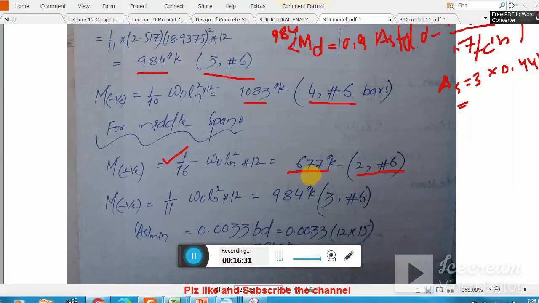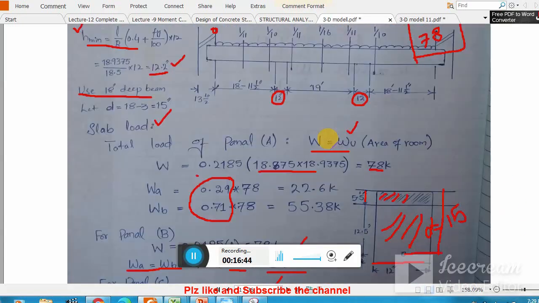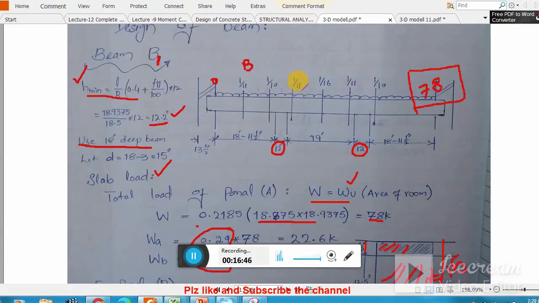So basically then we will use positive and negative 1/11, but remember this 1/11 is basically for the middle span. Right now this one, clear? This one. So we did calculation for this one, for this one, and this one. Remember, very important.